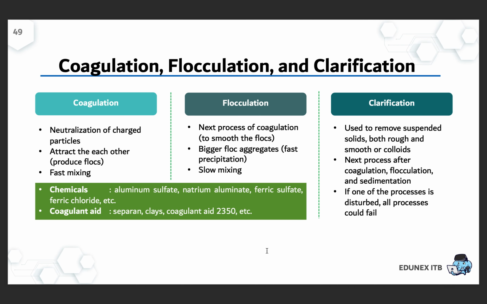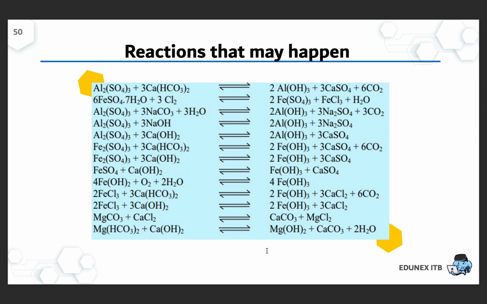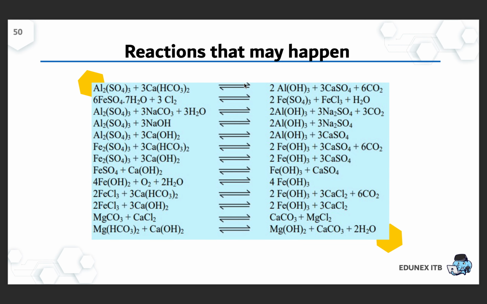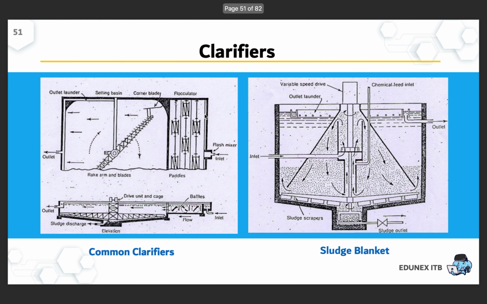This is what I already mentioned in the previous slide. But you can look at this explanation. This is the reaction that may happen during the coagulation. You don't need to remember all the reactions, but what you need to know is the chemicals that can be used as the coagulant aid. You look at these chemicals. You don't need to remember all of this reaction.